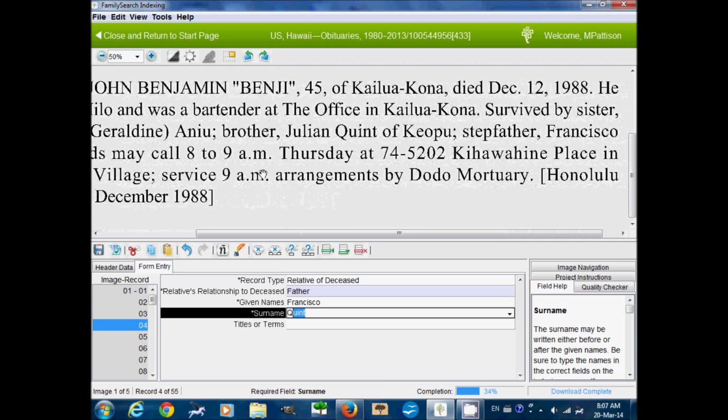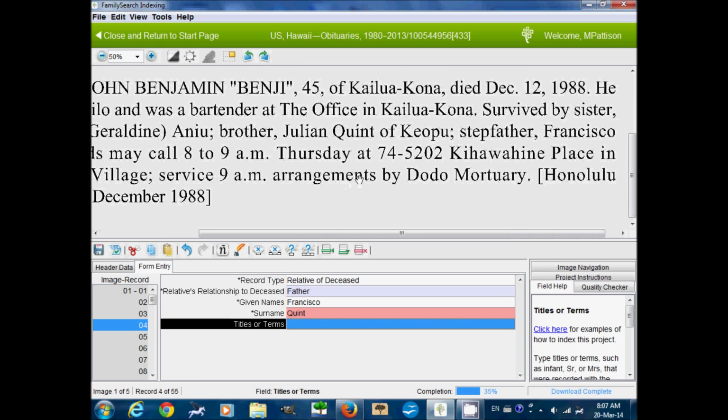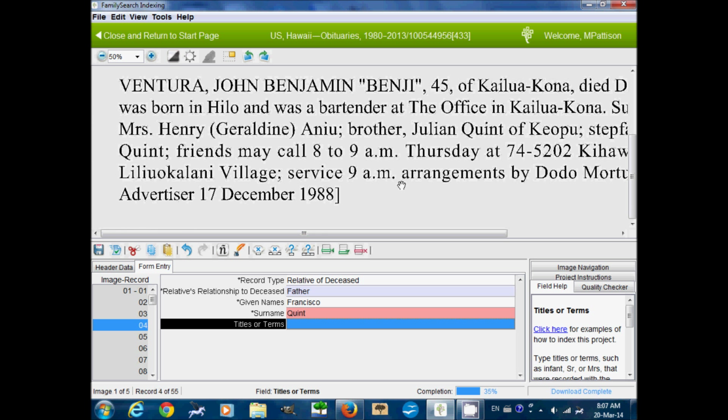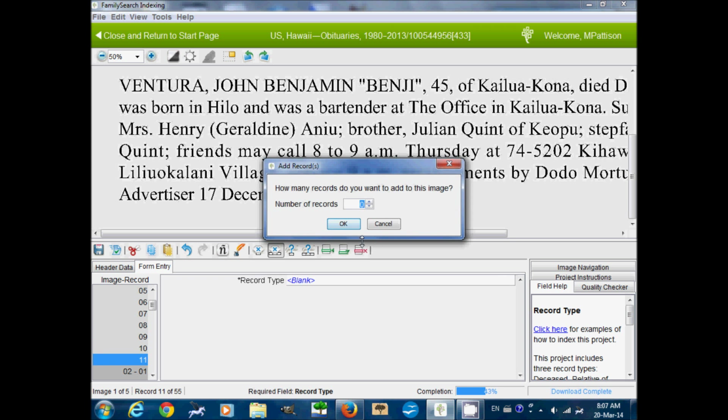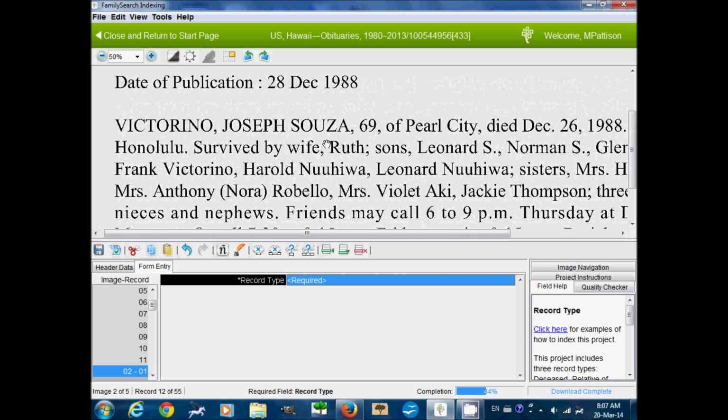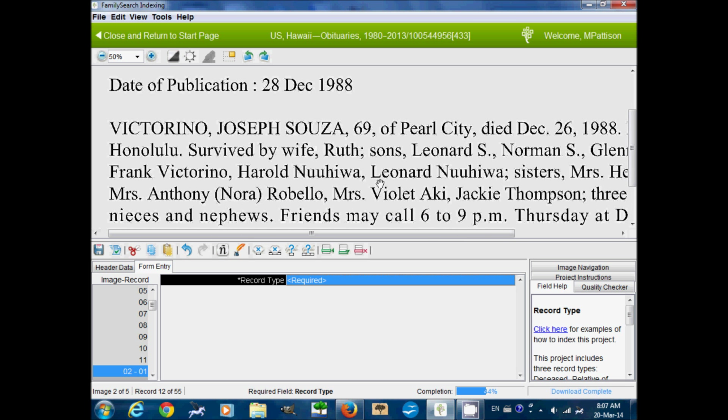And the name of the mortuary also does not get indexed. Okay, and that's all. Now we see, like I said, we have 11 lines. We need to do something with these, so the rest of them are simply going to get blanked. And no more records. Okay, and then we go on to the next one. So that's an example of a fairly easy obituary.